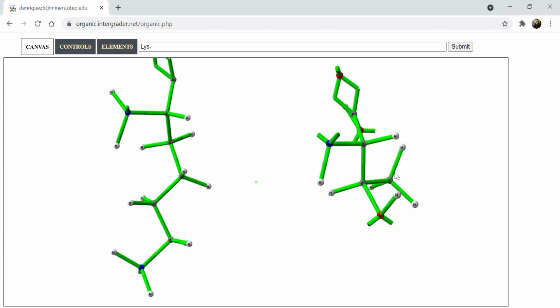So let's see, I believe this might be serine. Let's see, 1, 2, 3, nope. Threonine maybe. 1, 2, 3, 4. Yep, it looks like threonine. THR.